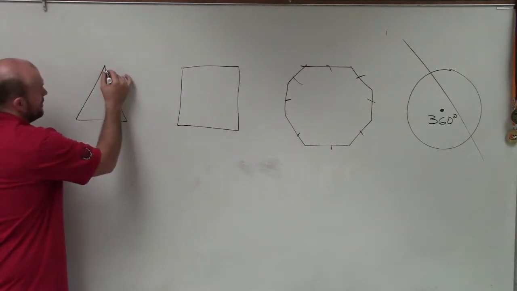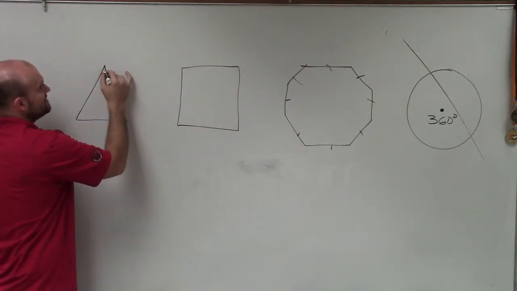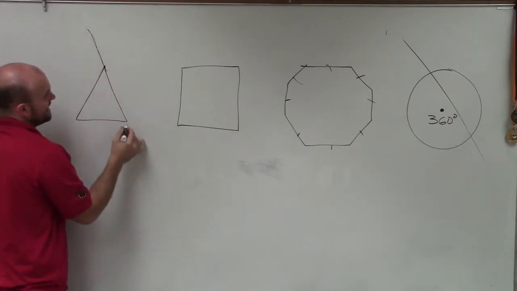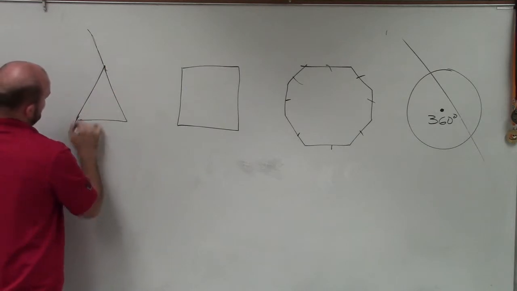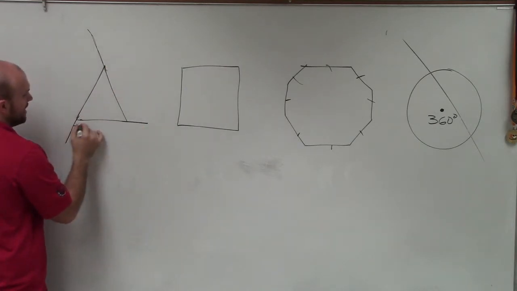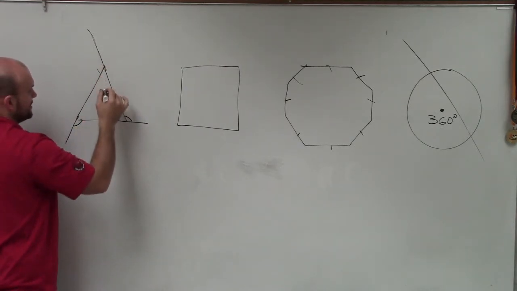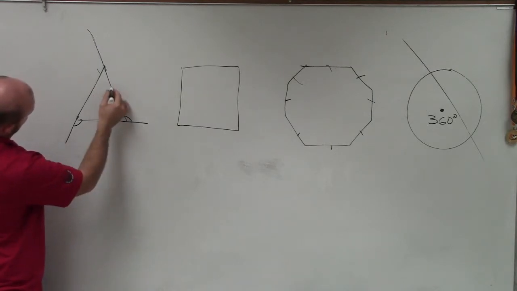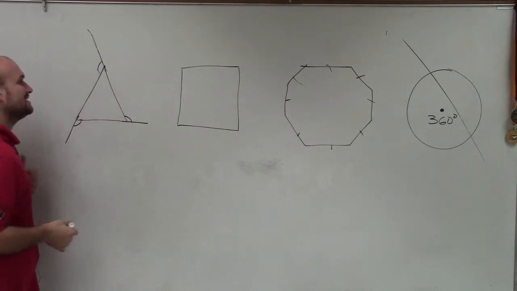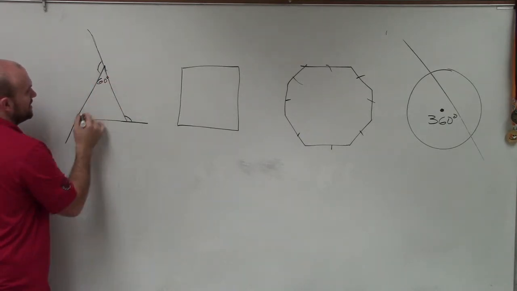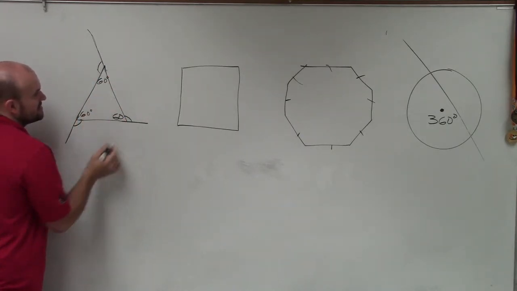Now, one thing I notice is that to find the exterior angles, all we're going to do is extend our side lengths. So if I extend that way, and that way, I can find the sum of all my exterior angles. Now remember, if this is a regular triangle, the interior angles are 60, 60, 60.